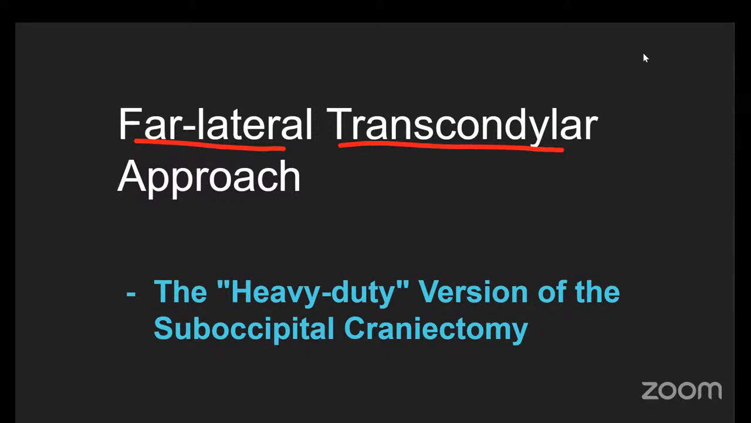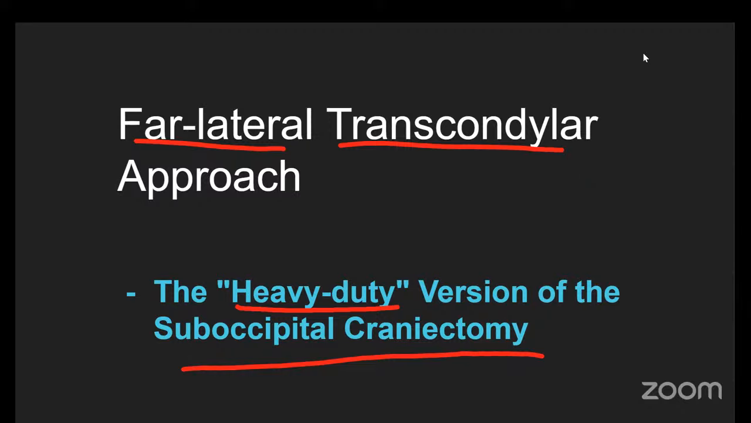I was wondering if you people thought about this yesterday while you were all attending the far lateral session. So let's start from the very beginning. What is the transcondylar approach? Consider this as the heavy duty version of the suboccipital craniectomy. Like we have the suboccipital craniectomy, you all know it by heart. It's a relatively straightforward approach to do, to understand, and to explain as well.